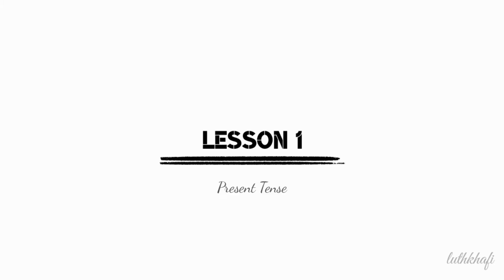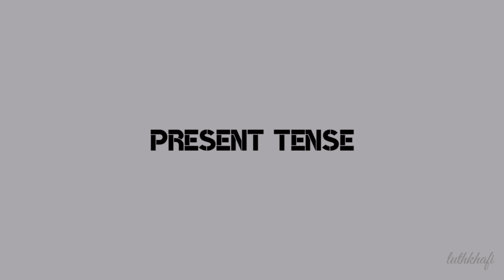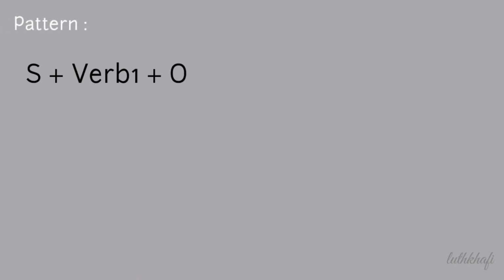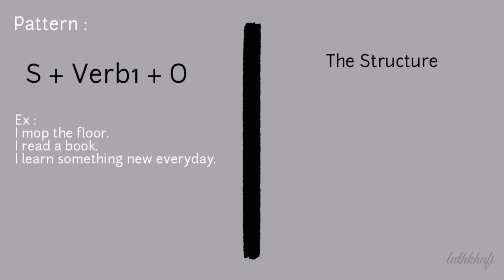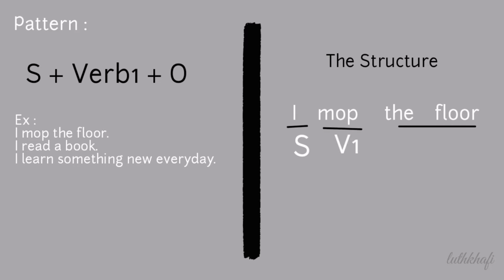Lesson 1. Present tense. Present tense is a form of tense that's used to explain something that's happening now at a specific time, but usually gets used when we want to talk about fixed habits or routines that don't change. The pattern: subject plus verb 1 plus object. Now, the example for the structure: I as subject, mop as verb 1, and the floor as object.